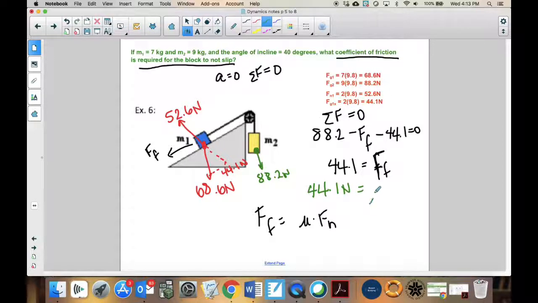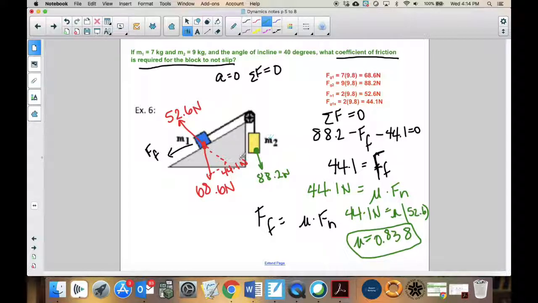Well, the force of friction is mu times the normal force, and the normal force is 52.6. So I have 44.1 newtons is equal to mu times 52.6. And so I need to divide 44.1 by 52.6, and I get 0.838 as my coefficient of friction. So mu is 0.838.